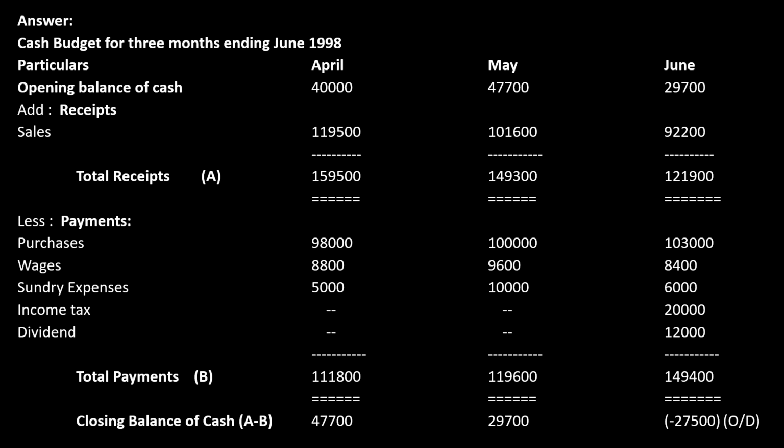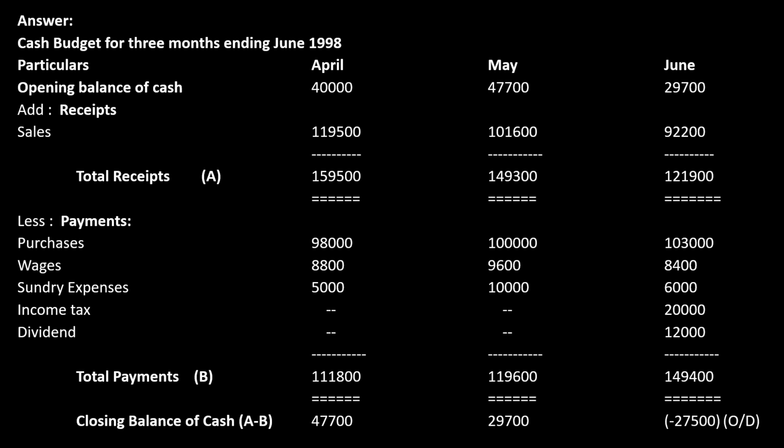Next one, your sundry expenses. The sundry expenses is nothing but your sales expenses. How much is sales expenses? What the problem is, sundry expenses are paid in the month itself, which means the same month. Then 5,000, 10,000 and 6,000, the respective month. Then income tax and dividend is payable in the month of June. So income tax I wrote only in June. The same way dividend is payable only in June.